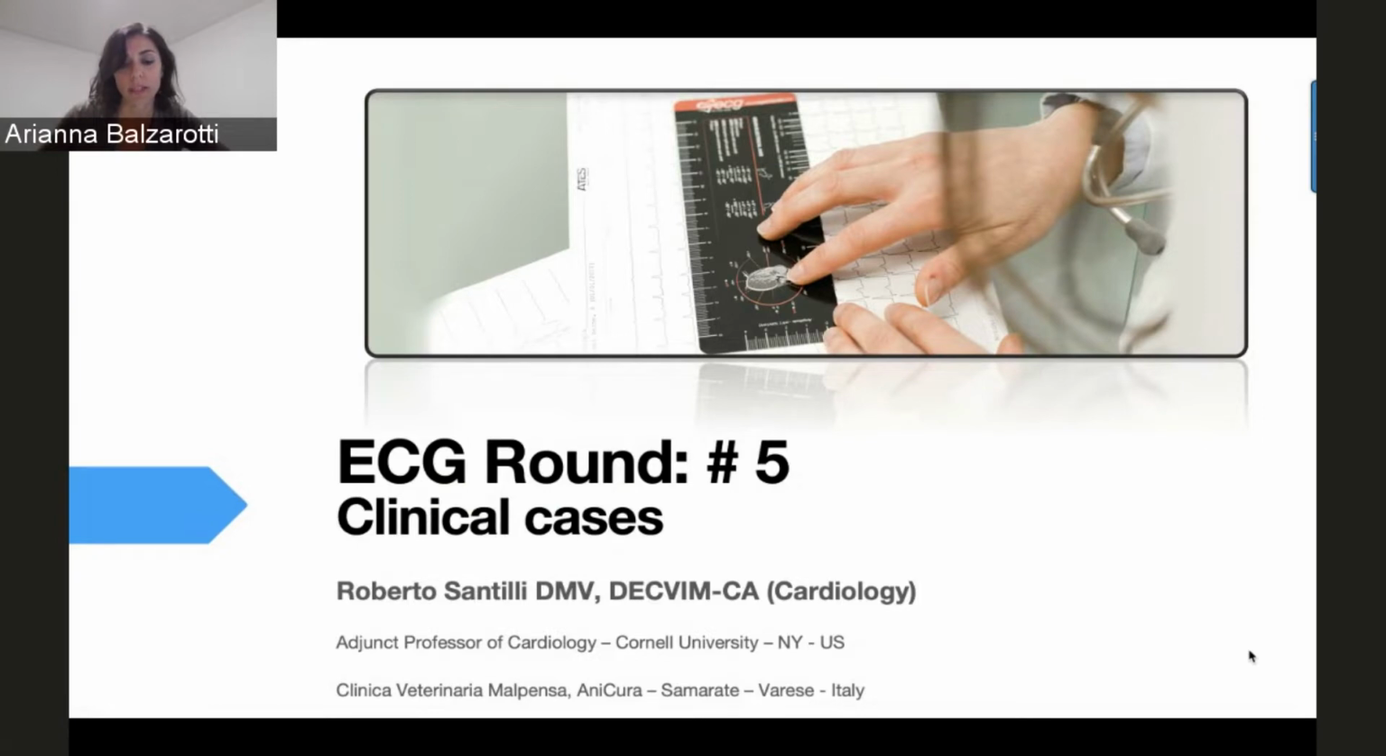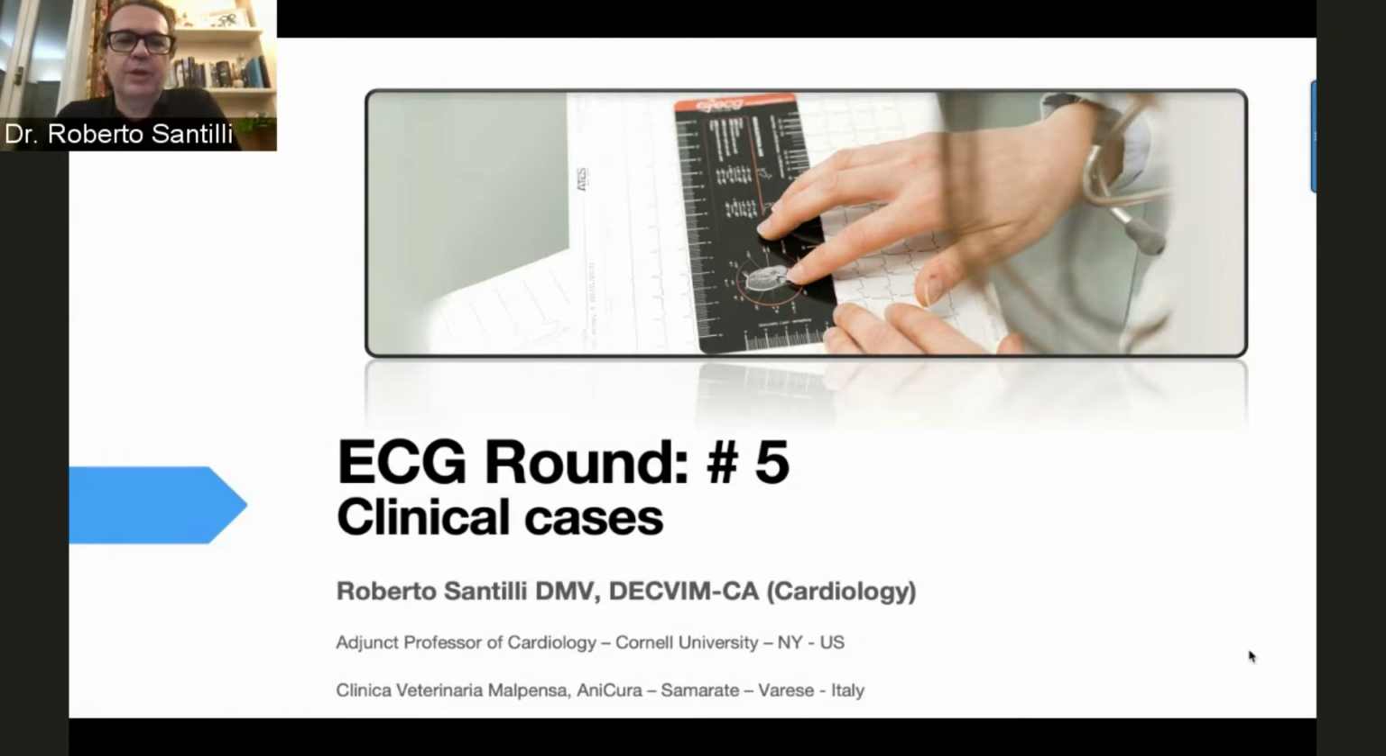Roberto Stantilly is the head of the cardiology department of the Clinica Veterinaria Malpensa Anicura in Samarate, Varese, and of the Ospedale Veterinario Portoni Rossi Anicura Bologna. Since 2014, he has been an adjunct professor of cardiology at the Cornell University College of Veterinary Medicine, where he is actively involved in the activities of the cardiac electrophysiology laboratory. He is a co-author of the book Electrocardiography of the Dog and Cat, now translated in 9 languages. His main research activities include the diagnosis and treatment of arrhythmia in dogs and cats.